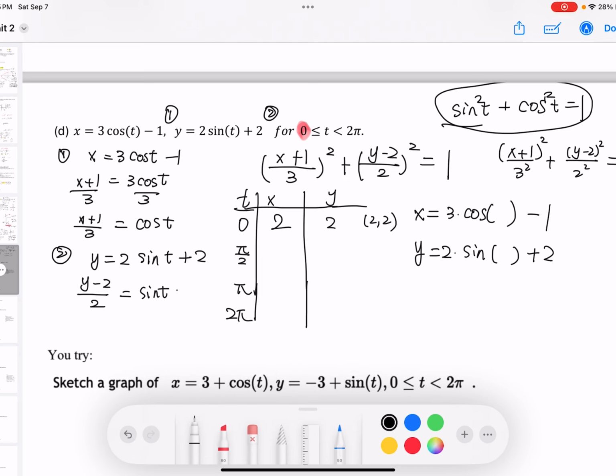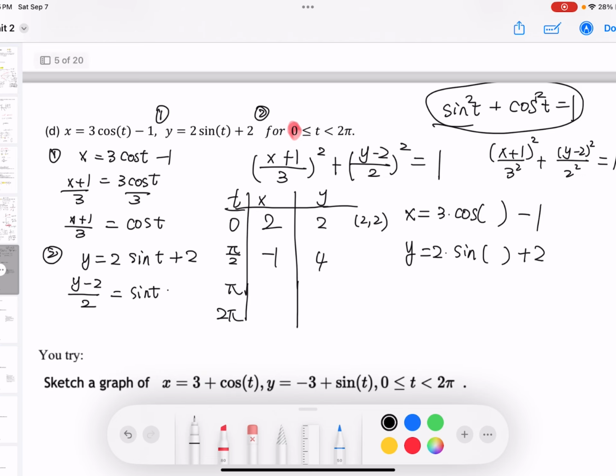And then second, 3 times cosine half pi. So cosine half pi, or pi over 2, is 0. So 0 minus 1, negative 1. And then what is the y value? So 2 times sine half pi. So let's see, sine half pi is 1. 2 times 1 plus 2, 4. So negative 1, 4.